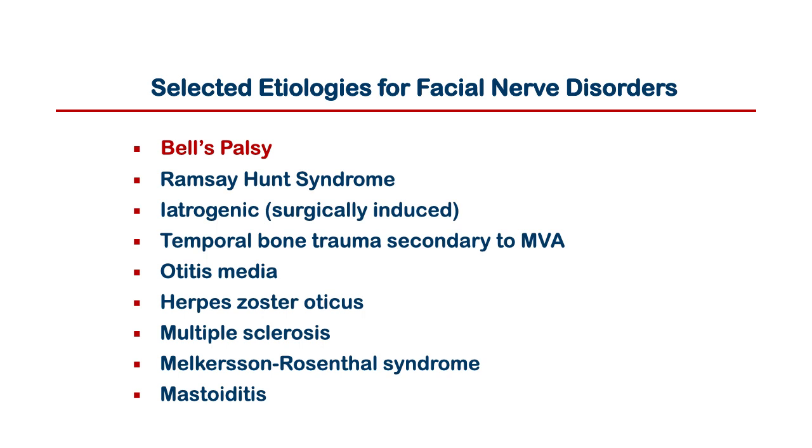Multiple sclerosis, of course, can affect any nerve, mastoiditis, and then a neurological disease, Melkersson-Rosenthal syndrome. So many, many etiologies, but the two most common would be Bell's palsy, which is by far the most common non-traumatic, and the second would be trauma. And if you're working in the Department of Otolaryngology, it's usually temporal bone trauma.